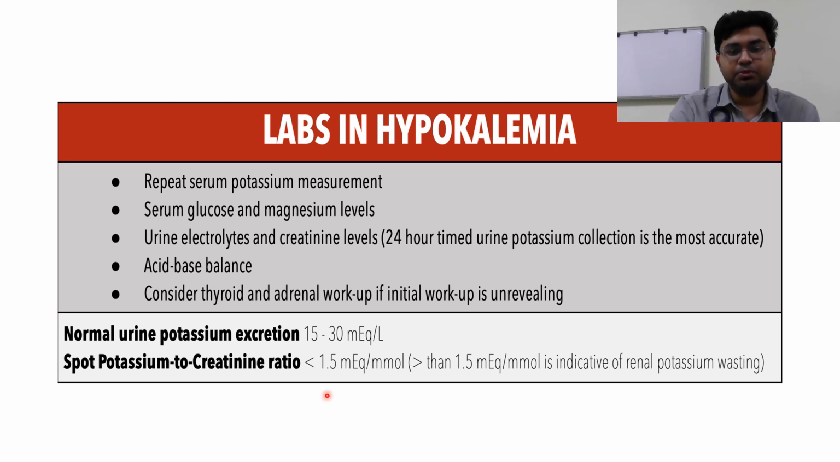So normal urine potassium excretion is 30 to 50 milliequivalents per liter. If it is higher than that, then you can diagnose that your patient is having a high amount of renal wasting of potassium. You can also send a spot potassium to creatinine ratio. If it is less than 1.5 milliequivalent, then it is a marker of renal potassium wasting.